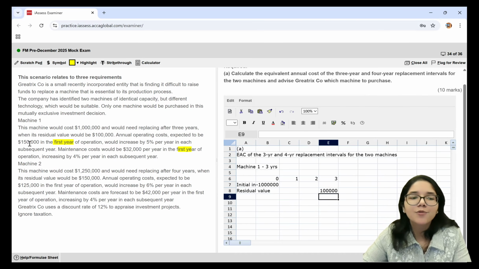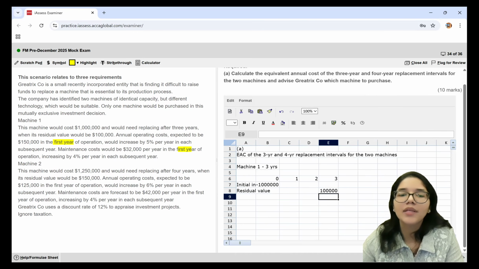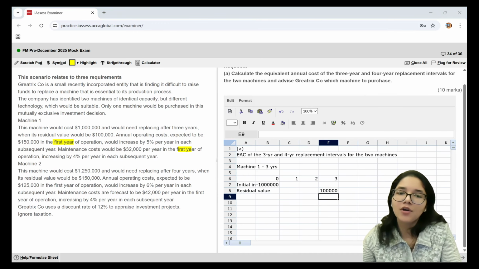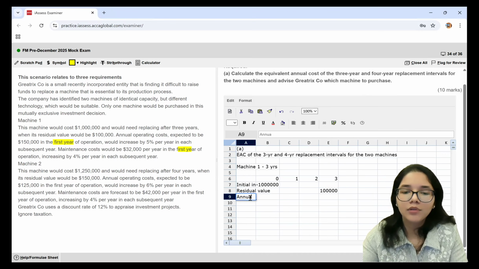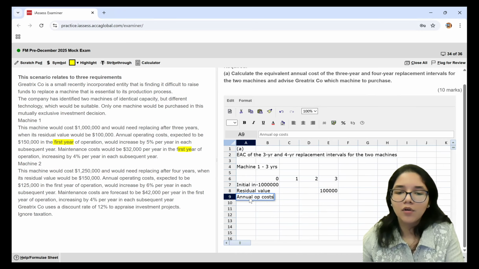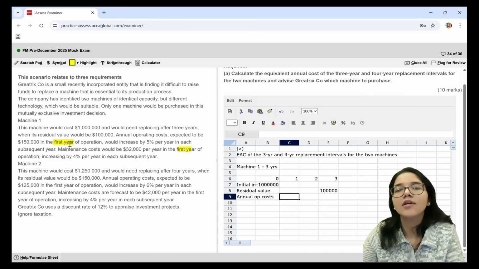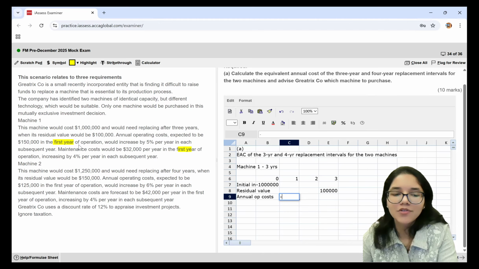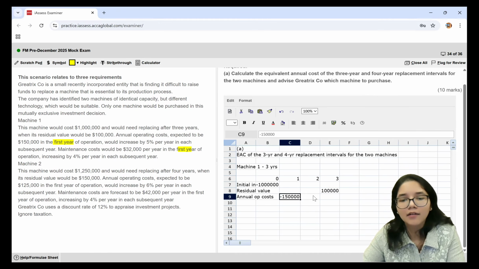Then I am supposed to take the annual operating costs. Annual operating costs are given to me as $150,000 in the very first year. So I'll put in this annual operating cost. First year itself, they're telling me it's $150,000. So I will not be putting any extra inflation over here. I will start to apply the inflation from the second year onwards.